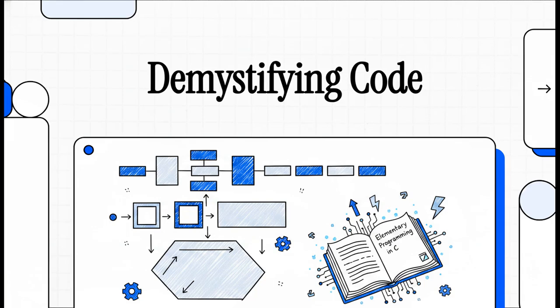Today, we're doing something really cool. We're going all the way back to the absolute foundational architecture of computer science. Drawing directly from the principles laid out in elementary programming in C, we're going to explore exactly how code scales up in complexity. We'll trace it from a single atomic command all the way up to the massive software systems that literally run our digital world.